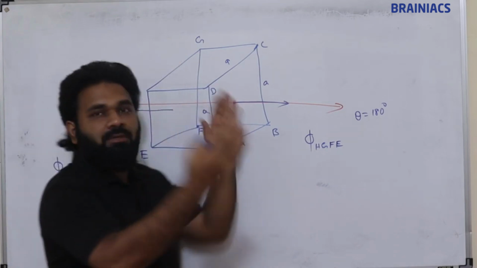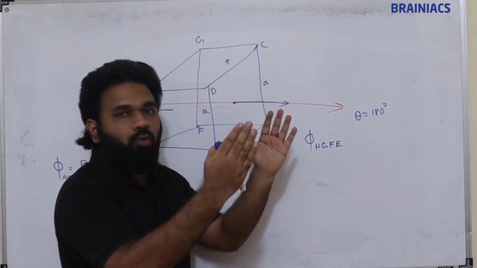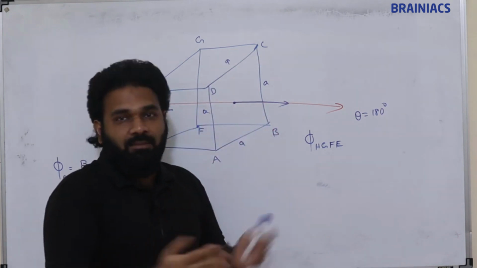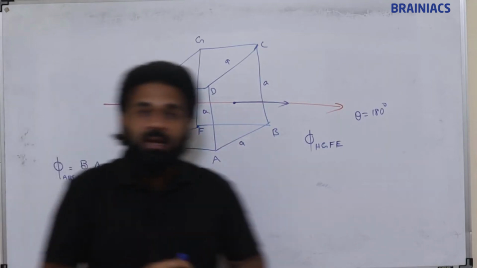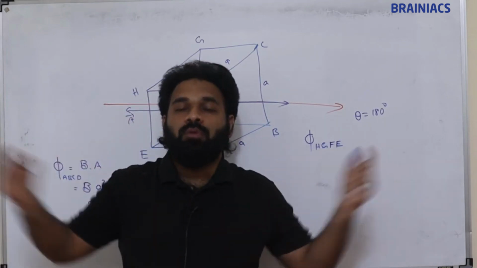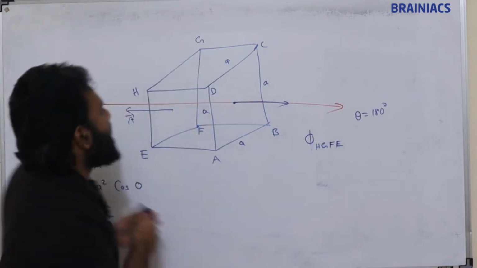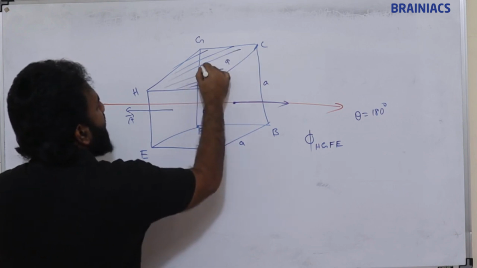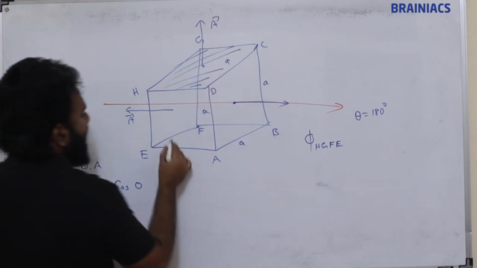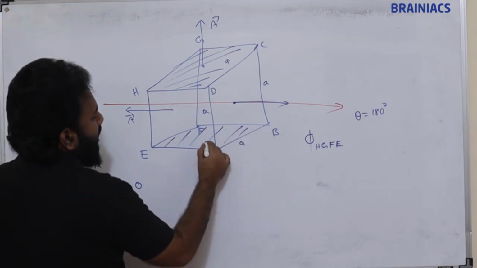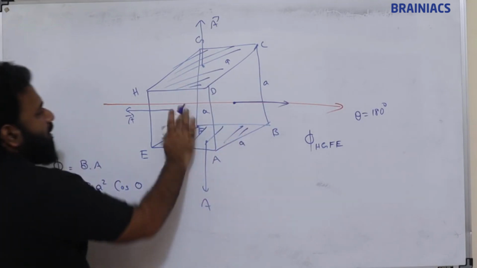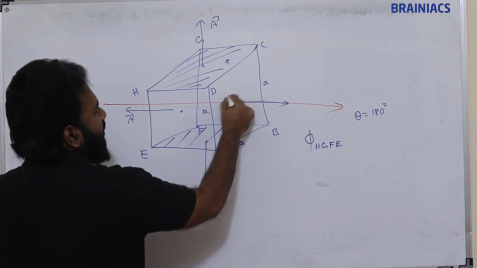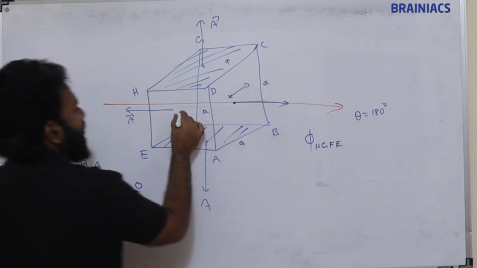But for closed things like a cube or a sphere, which are three-dimensional, the area direction is always outwards. If we consider this plane, its area vector is in this direction. If we consider this plane, the area vector will be in this direction. This face, the area vector will be towards us. This plane, the area vector will be in that direction.